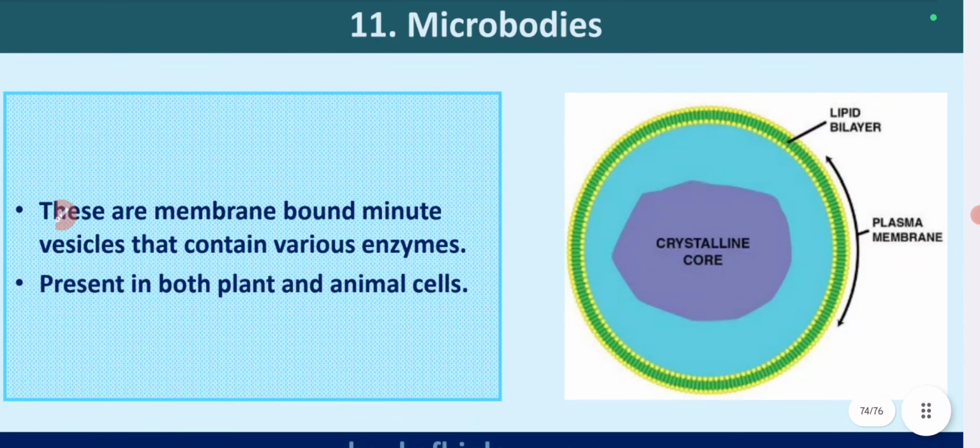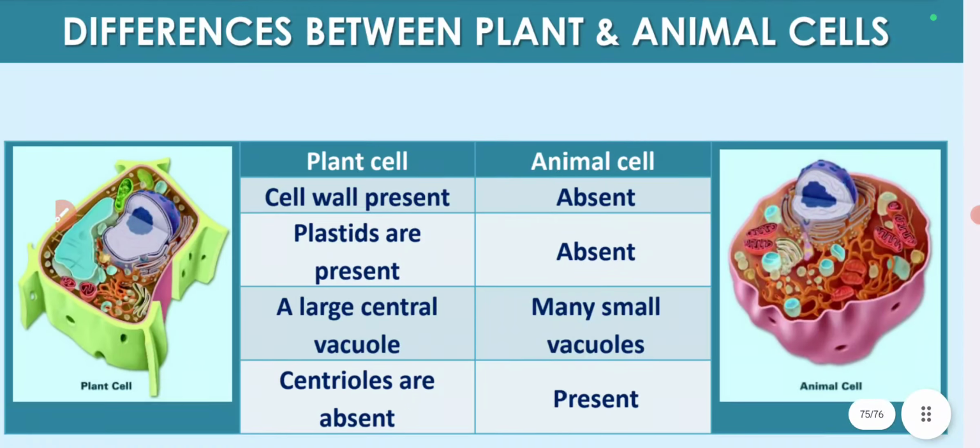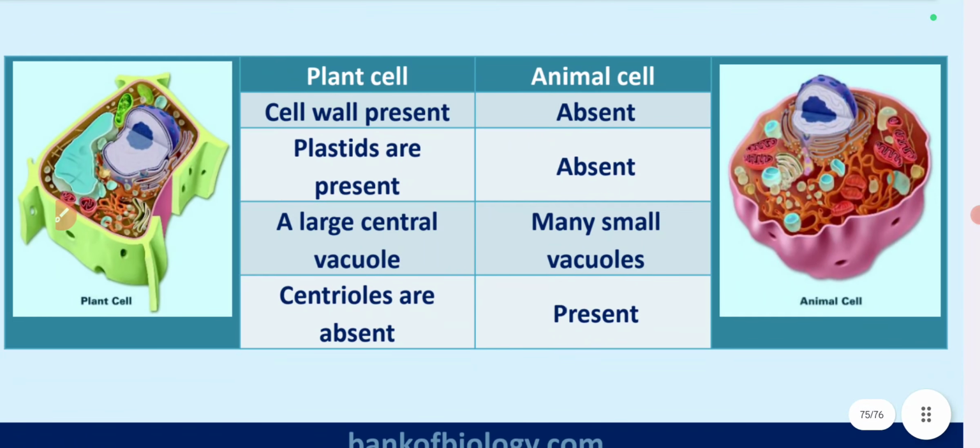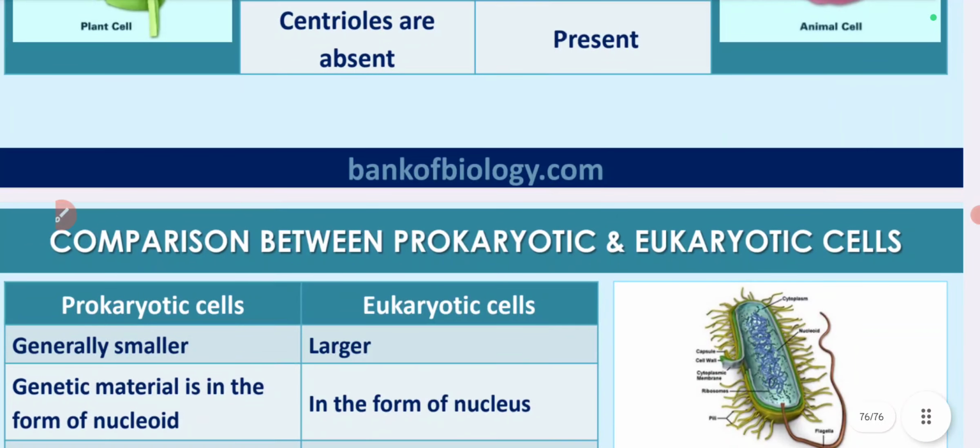Microbodies are membrane-bound minute vesicles that contain various enzymes, present in both plant and animal cells. Difference between plant cell and animal cell. Cell wall is present in plant cells, absent in animal cells. Plastids are present in plant cells, absent in animal cells. A large central vacuole is present in plant cells, while many small vacuoles are present in animal cells. Centrioles are absent in plant cells, while animal cells have centrioles.